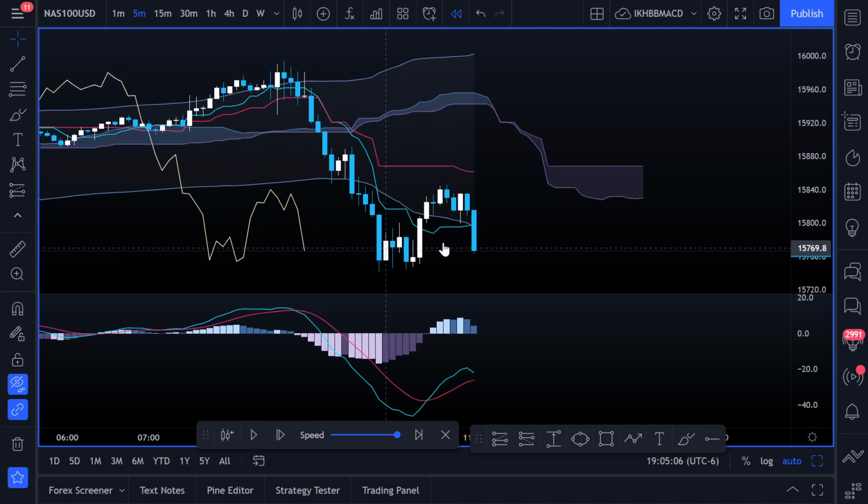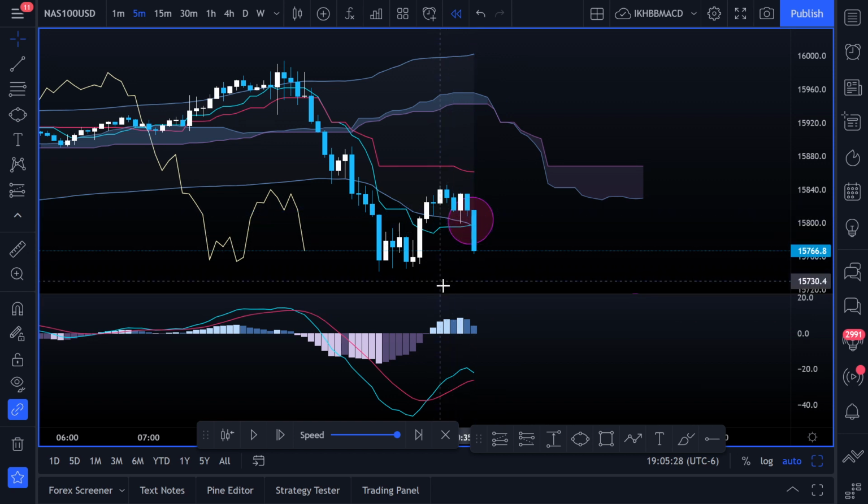So here is where I took the entry. Let me draw it to see it clearly. Okay. So this circle represents the entry, the short entry I took. And why did I take that trade?